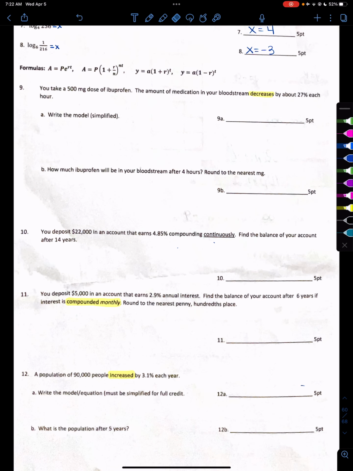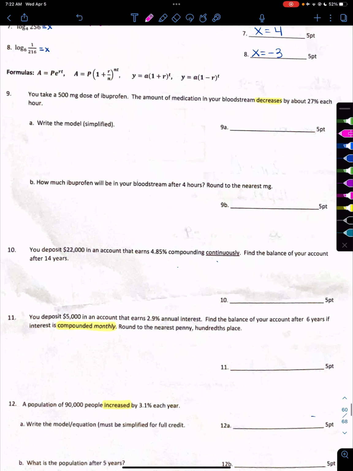All right, on number 9, 10, 11, and 12, I'm looking at 4 formulas here. So we have the formula A equals P times e to the power of R times T. I'm labeling that as formula A for just a second. Then I've got A equals P times (1 plus R over N) to the power of N times T. That one's going to be B. Then I have C, and then I've got D.